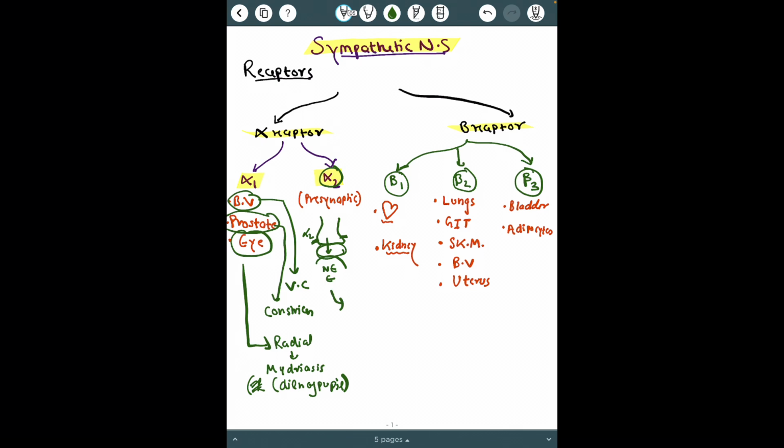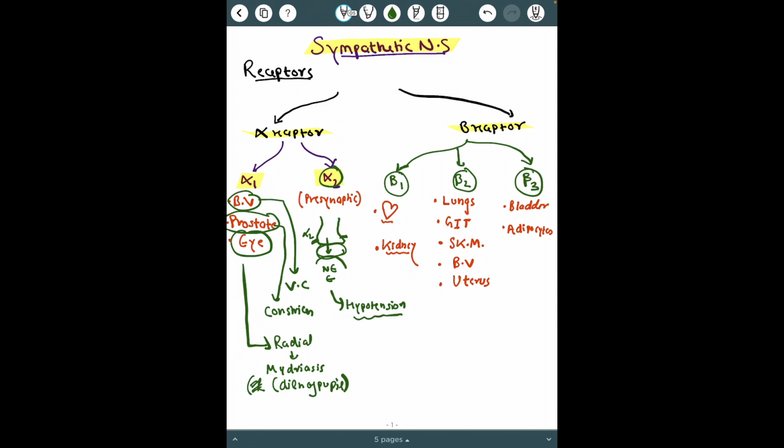So it mainly causes hypotension, due to decrease in sympathetic nervous system tone. Now the other receptors are beta receptors. Beta receptors are further of three types: beta 1, beta 2 and beta 3.